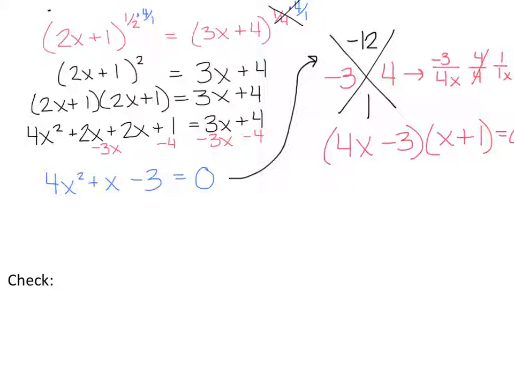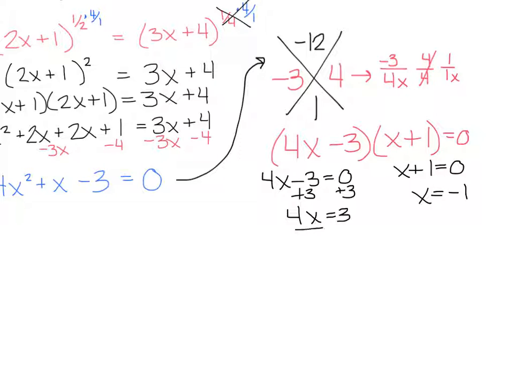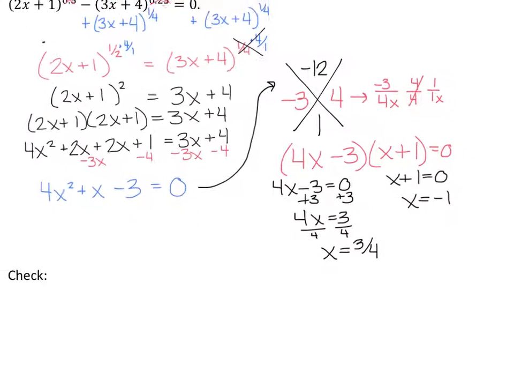Good question. Okay, so now I have that 4x minus 3 equals 0, and x plus 1 equals 0. X equals negative 1, that one was fine, easy. Add 3. Divide by 4. X equals 3 over 4. All right, got two options, but we got to check them.